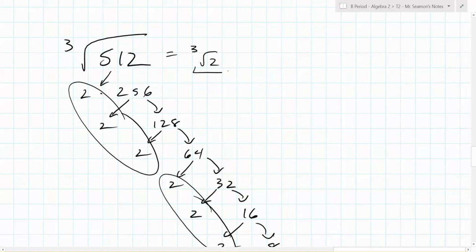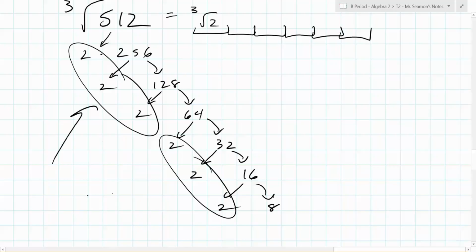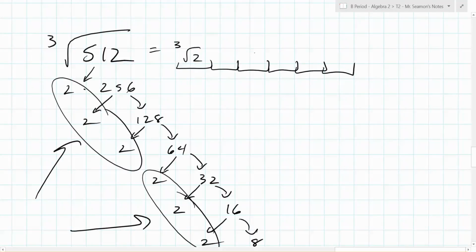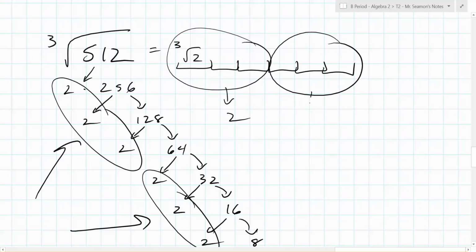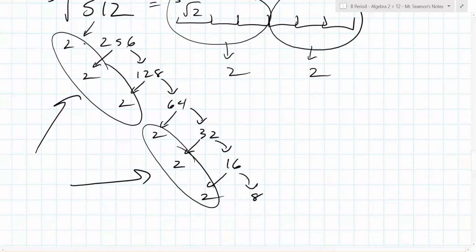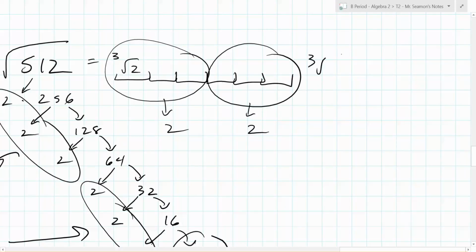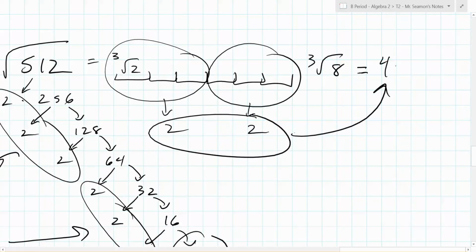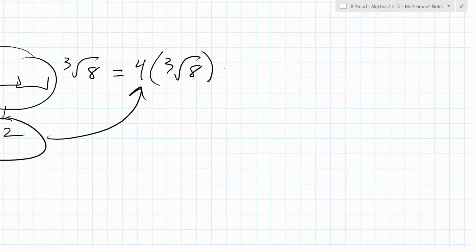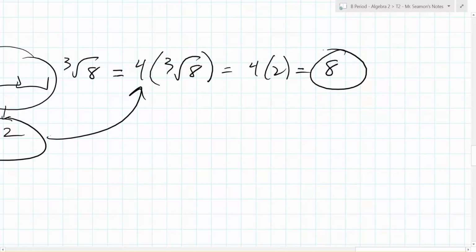How many of them? 1, 2, 3, 4, 5, 6 of them. Because how many 2s do you see right here? 6. So what is it when you multiply 3 of them together? It's 2. When you do these 3, what do you get? 2. But what's left? Not just 8, the cube root of 8. So what's 2 times 2? 4. So it's 4 times the cube root of 8. But what is the cube root of 8? 2. So this is 4 times 2, which is 8.